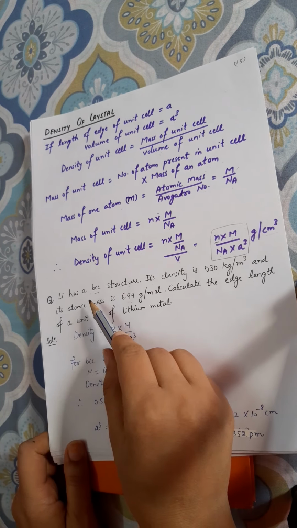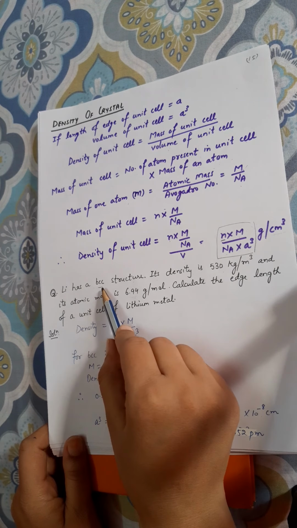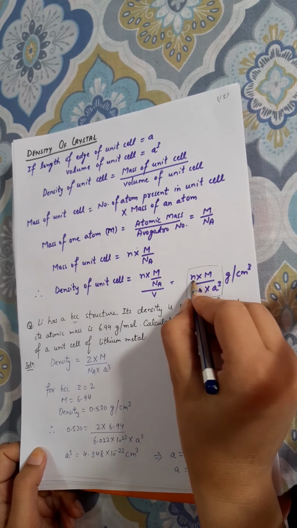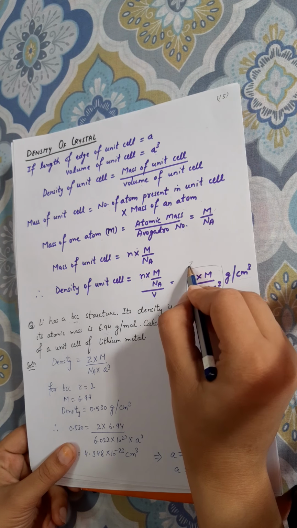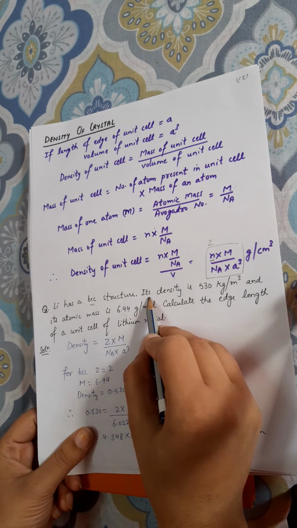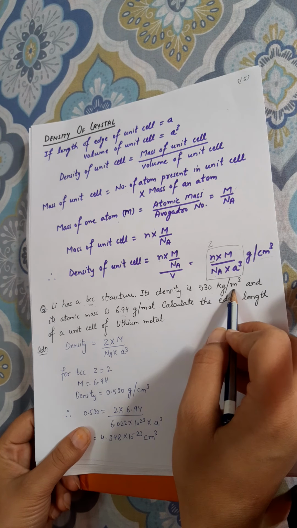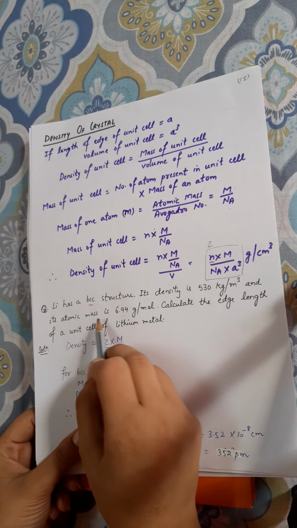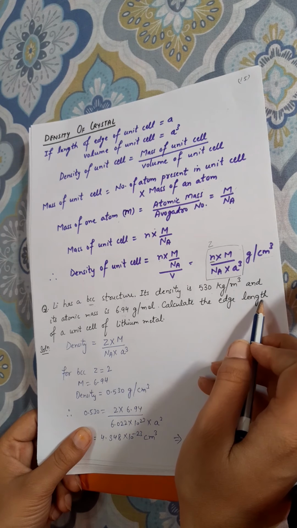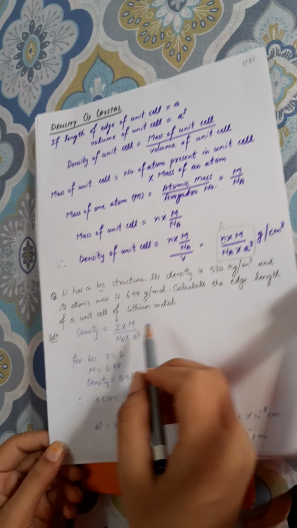I am taking one example of a numerical. Lithium has a BCC structure, which means the number of atoms, n, is 2. In some books, n is written as Z. Its density is 530 kilogram per meter cube. We will change it to gram per centimeter cube. And atomic mass is 6.94 gram per mole. Calculate the edge length. We have to calculate the value of A.